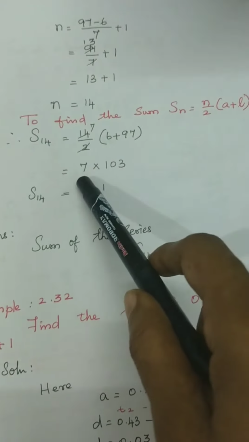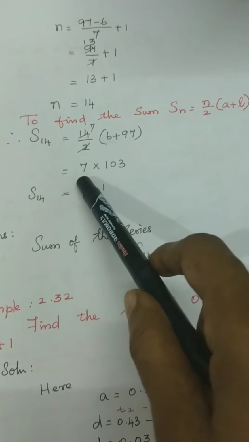In example 2.32, find the sum of 0.40 plus 0.43 plus 0.46 and so on, plus 1. Here also they have given the last term and the first term, and we have to find d and the number of terms. So a is equal to 0.40, l is equal to 1, and d is equal to 0.43 minus 0.40. After subtracting, d is equal to 0.03.